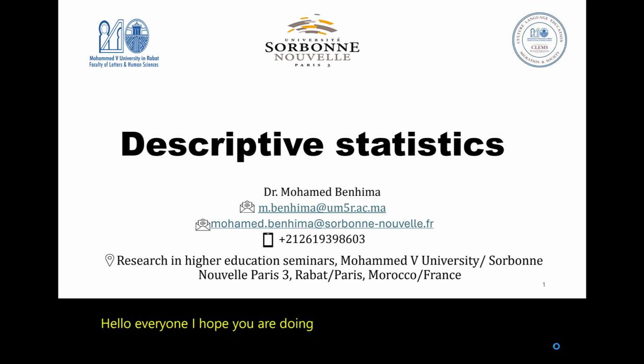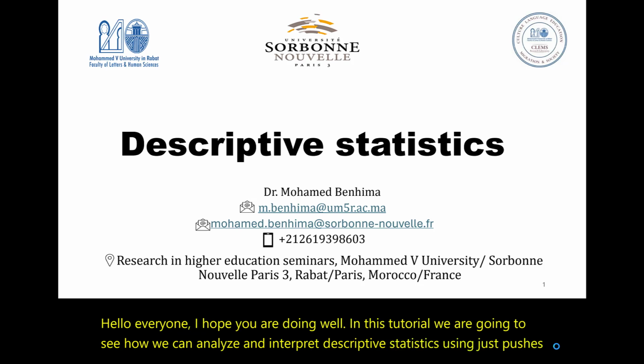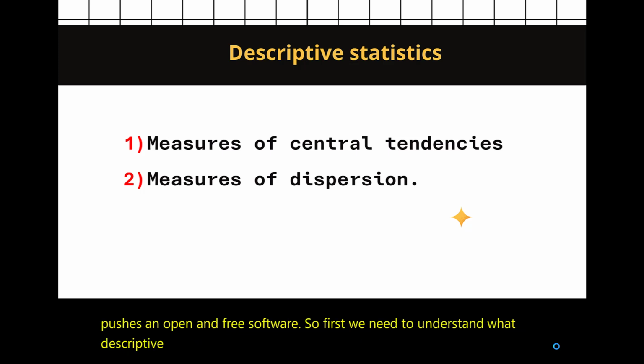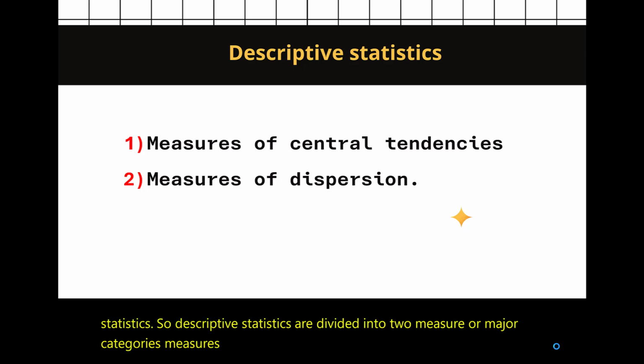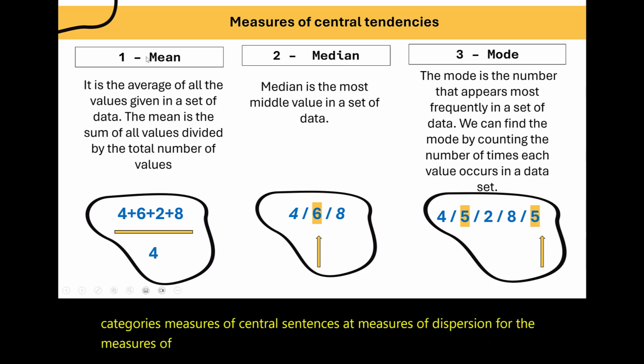In this tutorial, we are going to see how we can analyze and interpret descriptive statistics using JASP, which is an open and free software. So first we need to understand what descriptive statistics are. Descriptive statistics are divided into two major categories: measures of central tendencies and measures of dispersion. For the measures of central tendencies, we have the mean, referred to as the M, the median, and the mode.